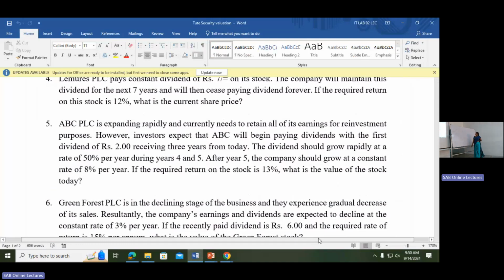From today, the dividend should grow rapidly at a rate of 50% per year during years 4 and 5. So you can identify the dividend for years 4 and 5, increasing by 50%. So this is 3 rupees, and this is 4.50. After year 5, the company should grow at a constant rate of 8% per year. So there will be a constant growth in dividend after year 5 for a long period. So easy, now you can do it.